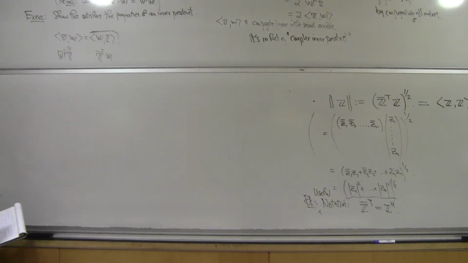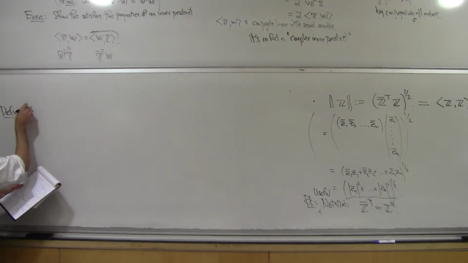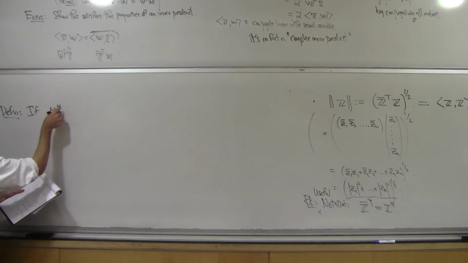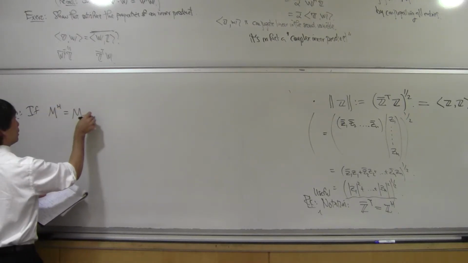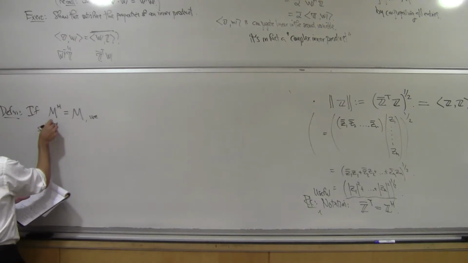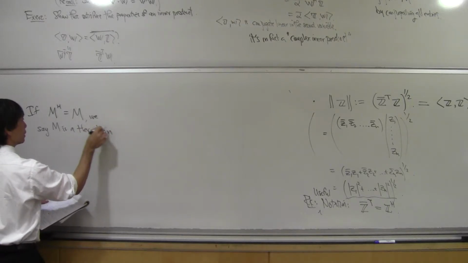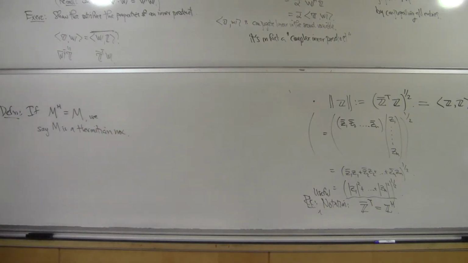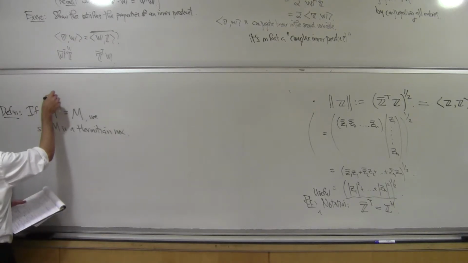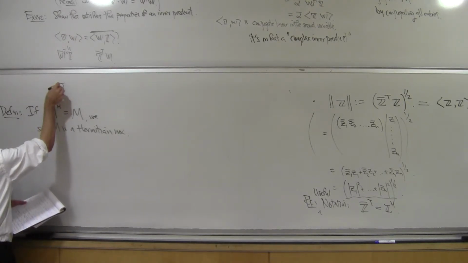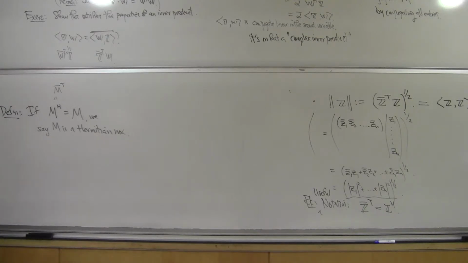Okay, so now we get to a real definition. Everything else was just a rehash of things that we've seen before. So if M^H equals M, we say that M is a Hermitian matrix. Remember, this is M conjugate transpose. If M conjugate transpose equals M, we say that M is a Hermitian matrix.